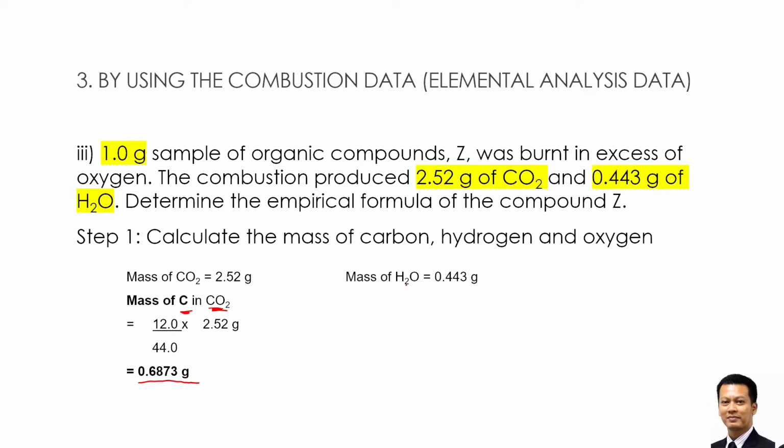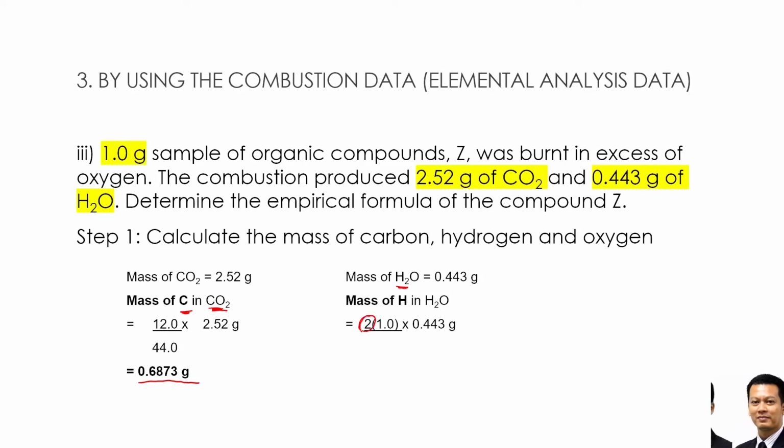Do the same thing for hydrogen, but remember hydrogen is H2 here, in H2O. So mass of hydrogen in H2O, that's why it is 2 here, because it is H2O. Over 18, 18 is the mass of water. So actually it is like this: 2H over H2O, 18, times 0.4483 gram.